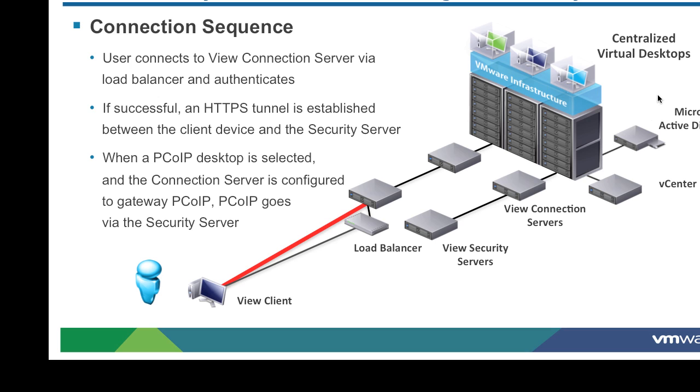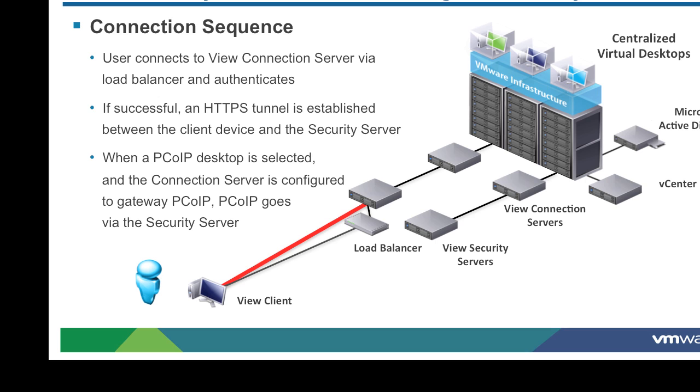with View 4.6 and when the View connection server is configured to gateway PC over IP, then the View client is given the address of the security server. For PC over IP, that's the PC over IP external URL. So the View client takes that PC over IP external URL, which tells the View client how to connect to the security server.